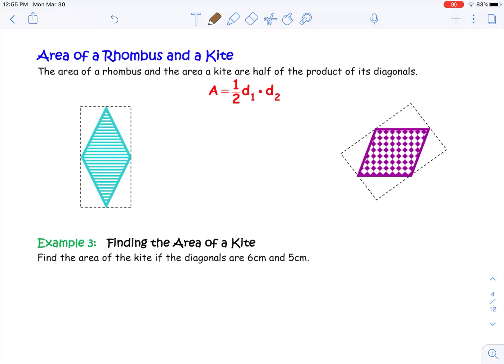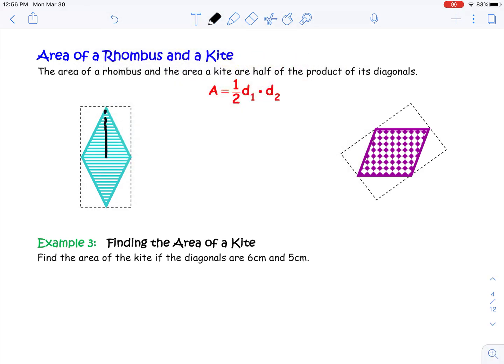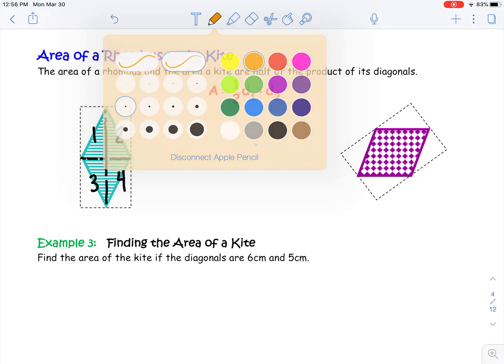And the nice thing about the area of a rhombus and a kite is that when we draw in the diagonals of a rhombus or a kite, like so, we end up subdividing that rhombus or that kite into 1, 2, 3, 4 triangles. And we already know that triangles have an area that is half that of the rectangle that encloses them. Well, if we have 4 triangles that are all half of the area that encloses them, we're half the area of the large rectangle that encloses them.